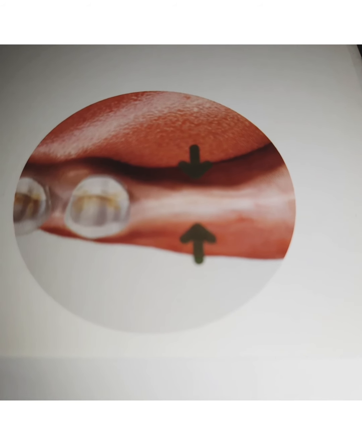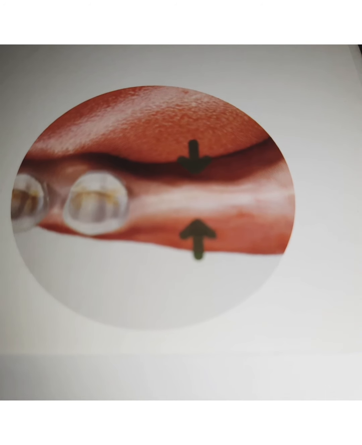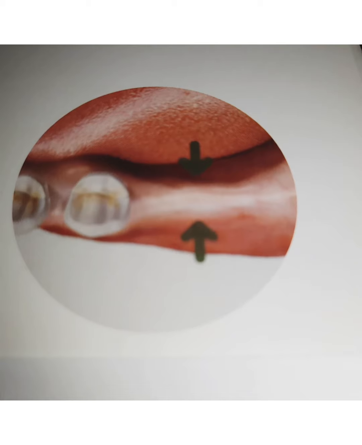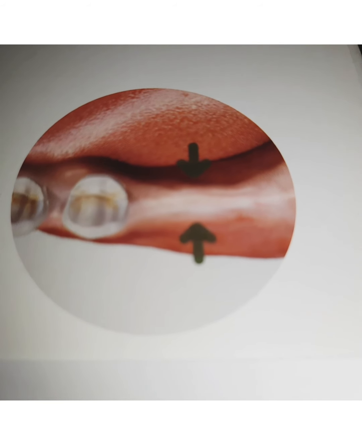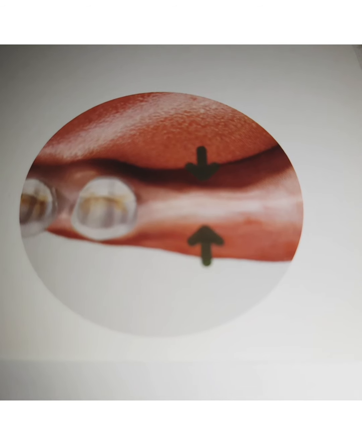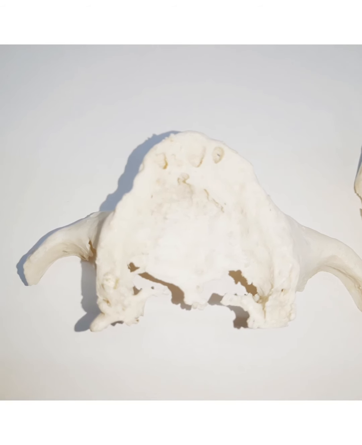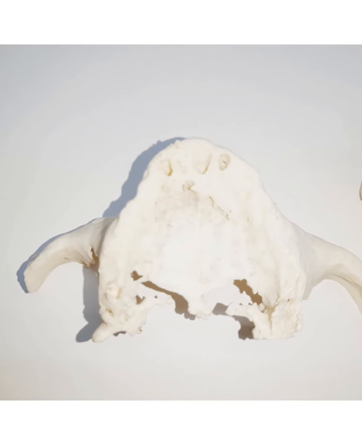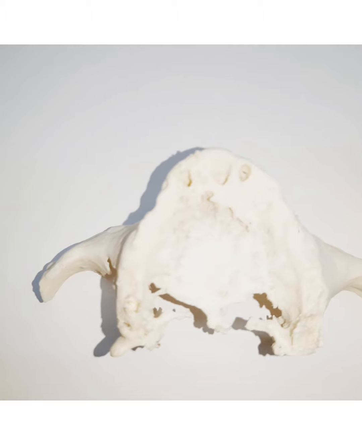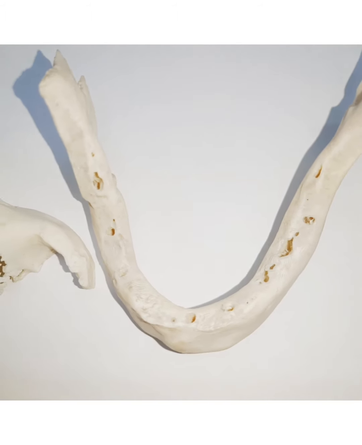Whether you are undergoing a regular maintenance phase, like relining and rebasing, or you're not, the resorption may be slow. It is going to occur at different rates over that individual's lifetime. Now, these are 3D printed models of a patient who is completely edentulous. As you can see, this is the maxillary bone and this is the mandibular bone.